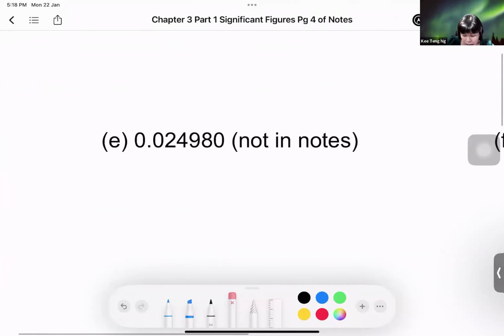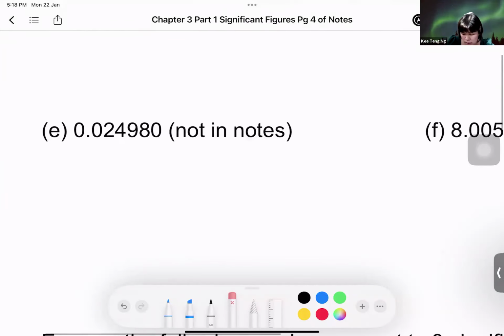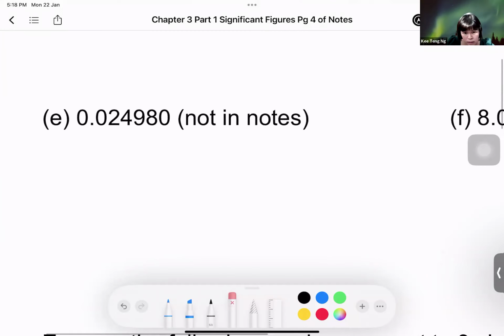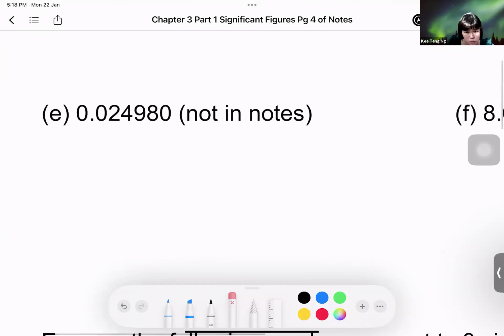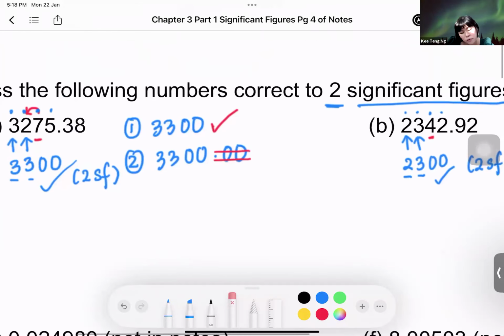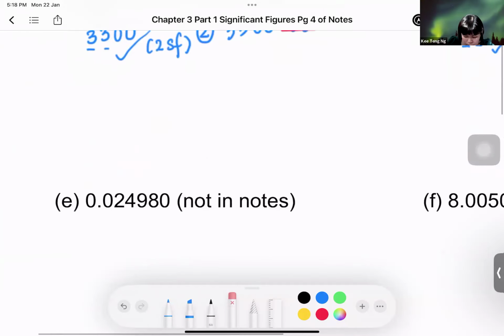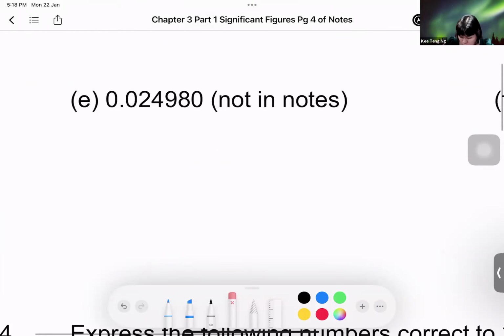Next question. Now, this question is not in the notes. I need you to write it down somewhere in the empty space. Again, the question says I need to round off this number to 2 significant figures. First of all, let us find the first non-zero number. 0.024980. So the first non-zero number starts here.